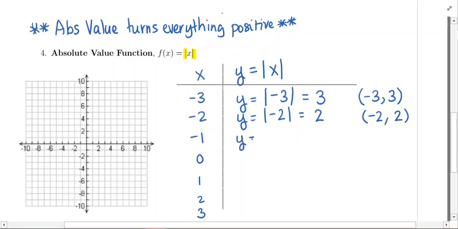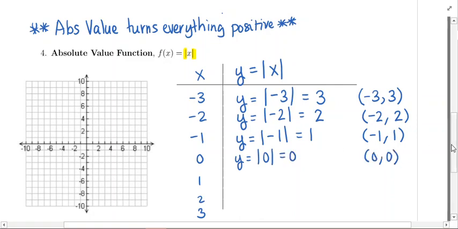The y value is going to be the absolute value of -1. The absolute value of -1 is +1. So if x is -1, the y value is +1. Moving on to x equals 0, the y value is going to be the absolute value of 0, which is 0. So this graph also goes through the origin.